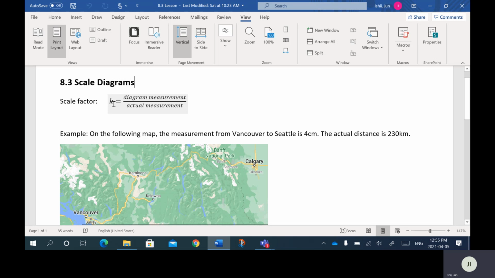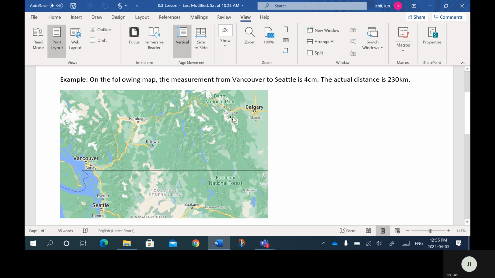Scale factor is going to equal the diagram measurement over the actual measurement. This tells you by how much the diagram is being enlarged or reduced. So let's jump into the first example here. Actually, I think it's the only example for this lesson.